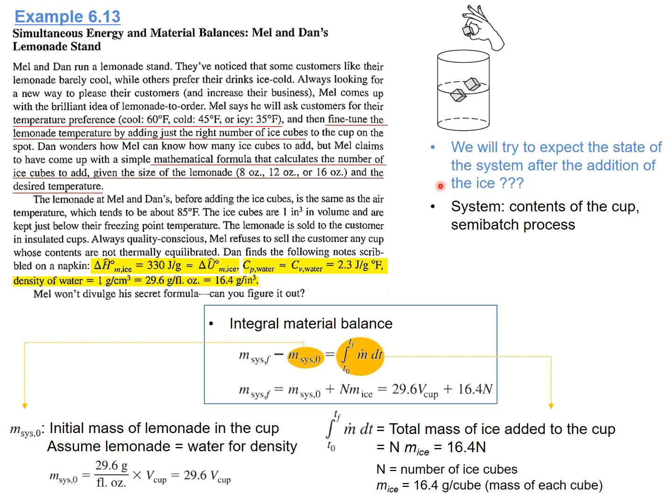We should start with material balance equations. This is the integral form of the total material balance equation for lemonade. So final minus initial, that is the accumulation term, is equal to the integrated input, minus no output. So how about the initial mass of the system?